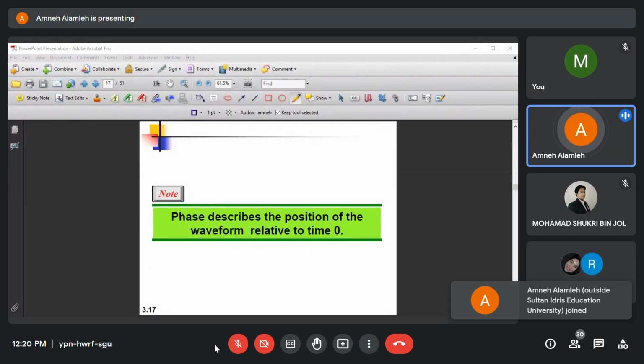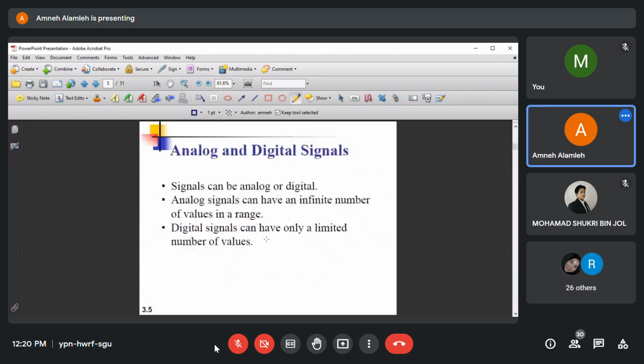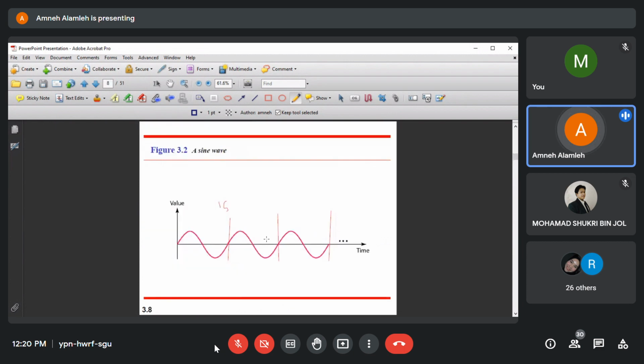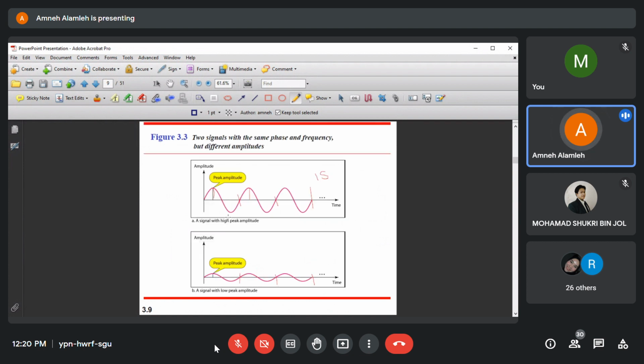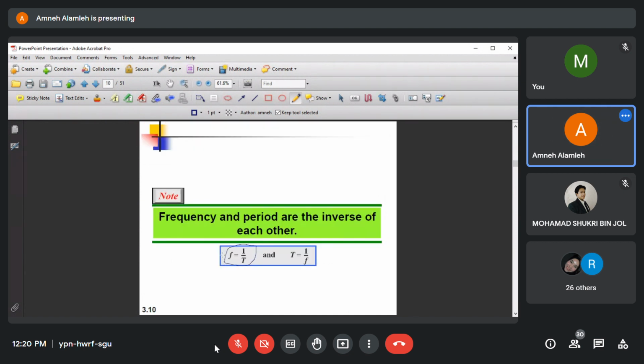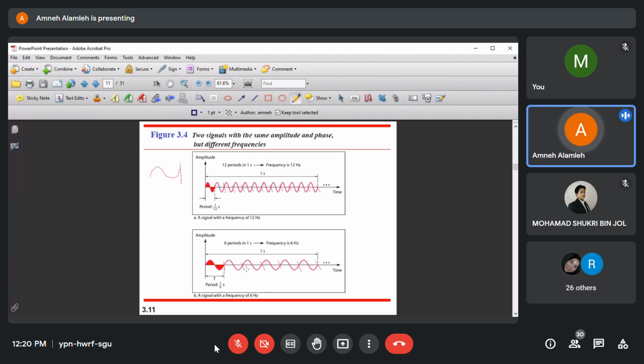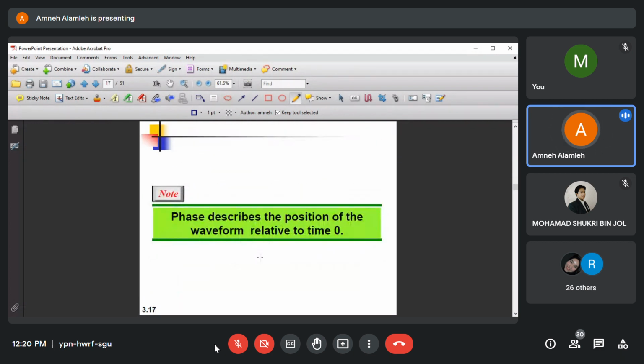Go back to our chapter 3 about signals and data in the communication system. Last time we learned about signals and data. We learned some features of signals like amplitude, which is the height of the signal. We learned about frequency and time, which is the period, the law relating frequency and time. We learned about these unit conversions. Then we reached the phase.